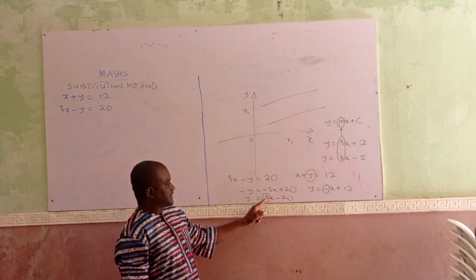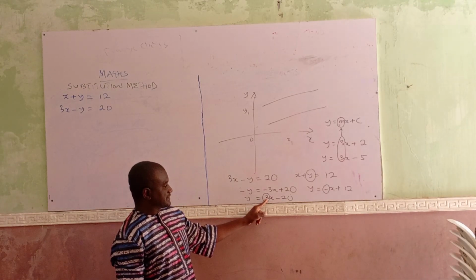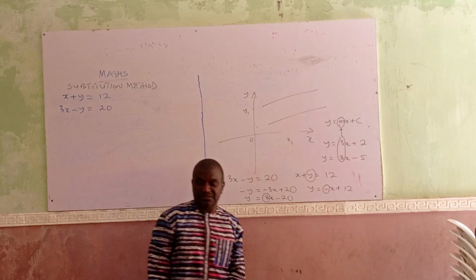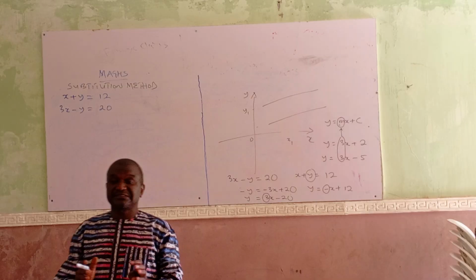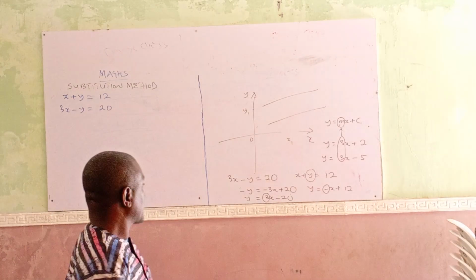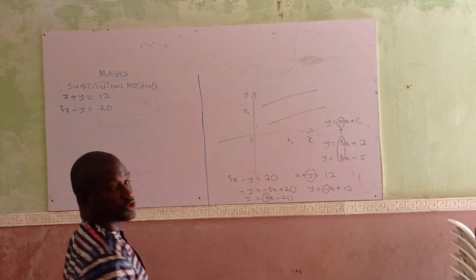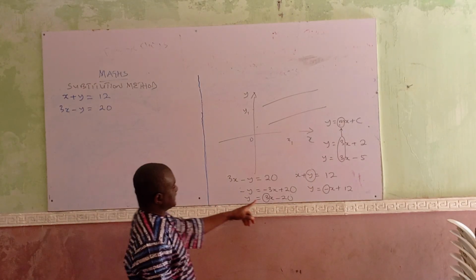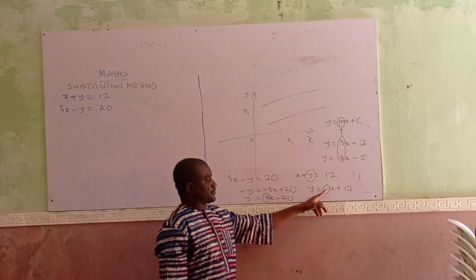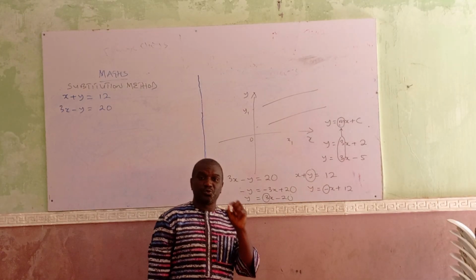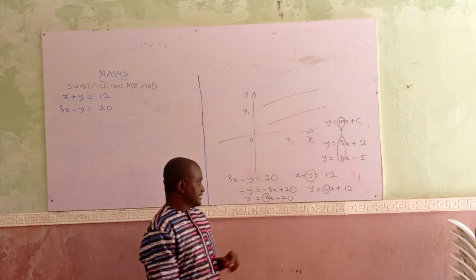So if you observe this one, the coefficient is the gradient now. The gradient is 3 and the gradient is minus 1. That shows that this type of simultaneous equation, or system of equations, is not parallel, because the gradient here is 3 and the gradient of the second equation is minus 1.